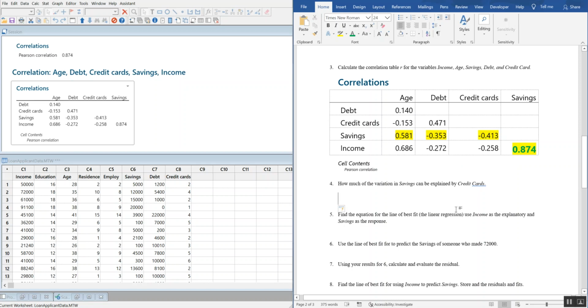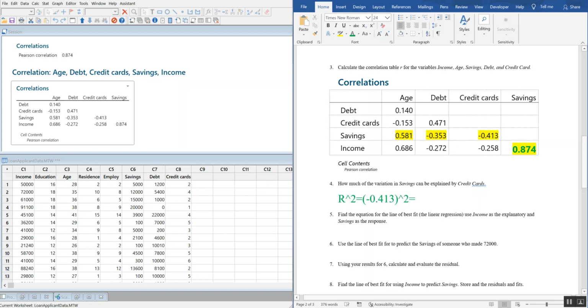This is asking you about the R squared between savings and credit cards. So this is R squared. To do R squared, you just need to square R. So I need the R value between savings and credit cards. Where's credit cards and savings? There it is. So negative 0.413. Is that right? Yep. For some reason I want to put the 0 in there. That's a little hard to read.